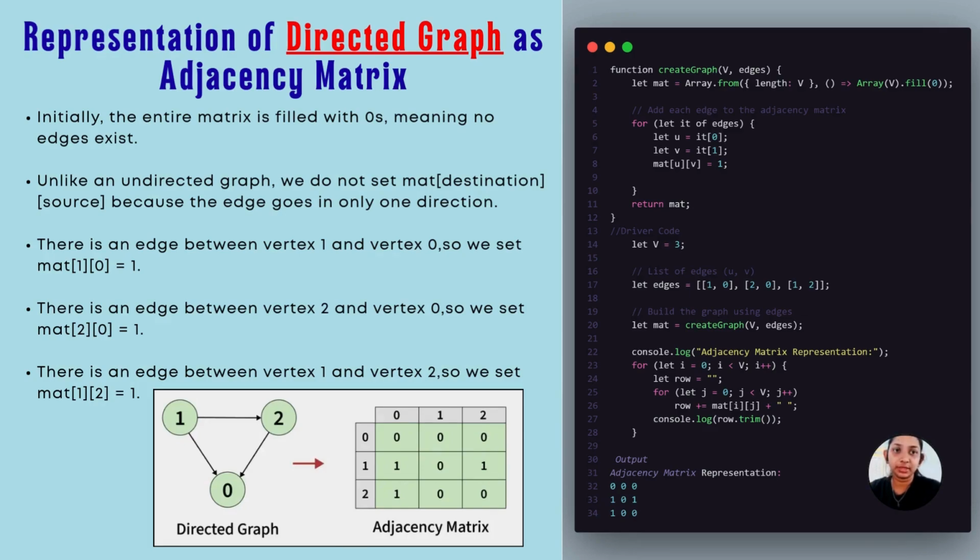In the fifth step is code representation. Here's how the Java code works. We create a 2D array of size n by n, for n vertices, initially filled with zeros. Then for each edge, we set mat[source][destination] equal 1. Finally, we print the matrix to see all the connections. This Java code directly builds the adjacency matrix for the directed graph.